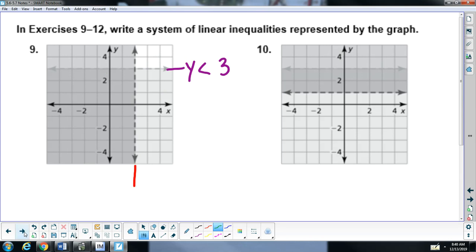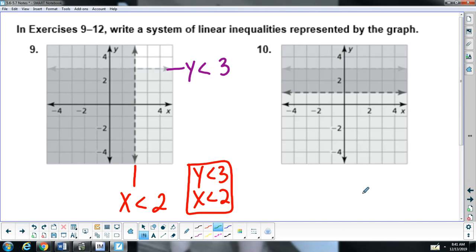Then our vertical line, we know it's going to be x, and where it crosses the x-axis here is at a 2. And then we need to figure out the shade. So looking up here, I can see I'm shading to the left, not to the right. So shading to the left, are these numbers less or greater? They're less. And then are we going to be equal to if we have a dashed line? No, we're just going to be less than. So our two inequalities would be y is less than 3 and y is greater than 2.